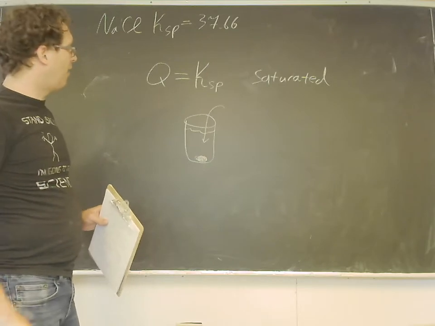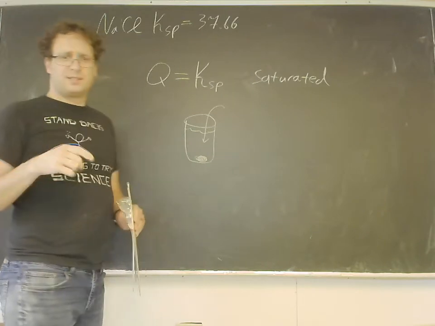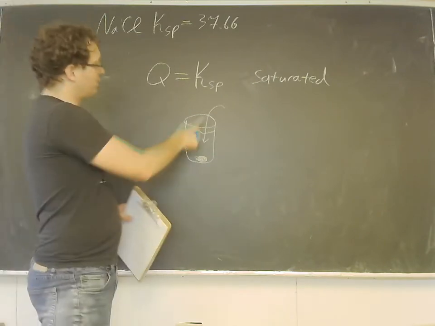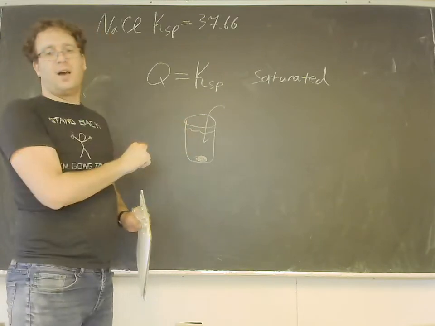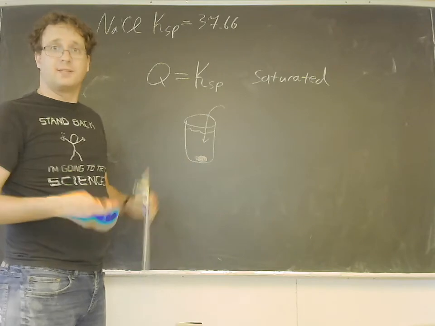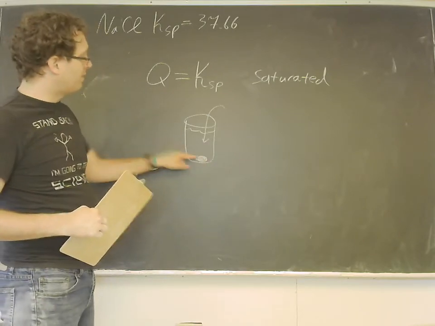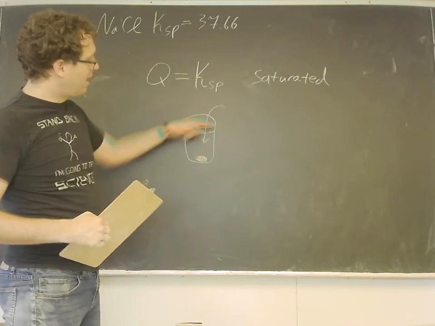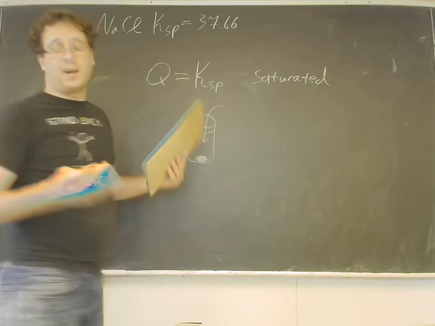And I want to emphasize that that doesn't mean that stuff has stopped happening at the molecular level. We're dissolving things and then redepositing ions at equal rates. It's a dynamic equilibrium. You'll still have sodium ions and chloride ions coming off, but you'll also have new sodium ions and new chloride ions taking their place in a dynamic process.